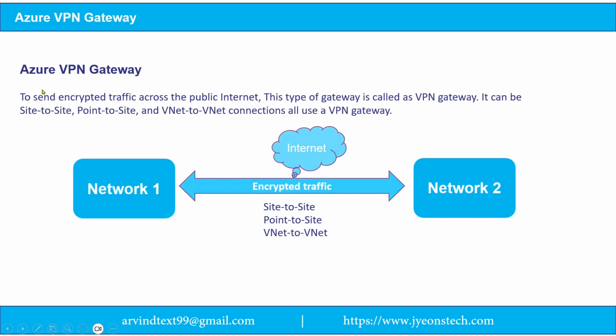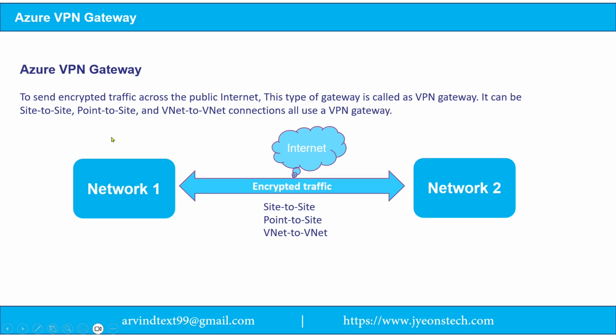So what is Azure VPN Gateway? Azure VPN Gateway is used to send encrypted traffic across the public internet. This type of gateway is called a VPN gateway. It can be site-to-site, point-to-site, or VNet-to-VNet connections. All use a VPN gateway.